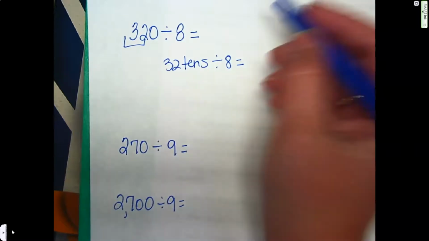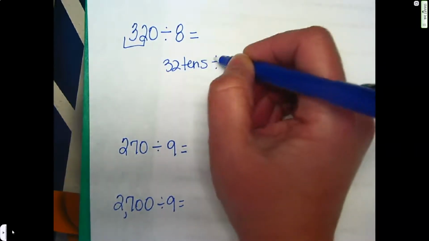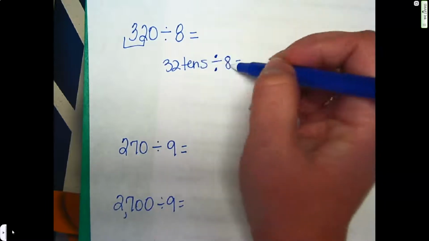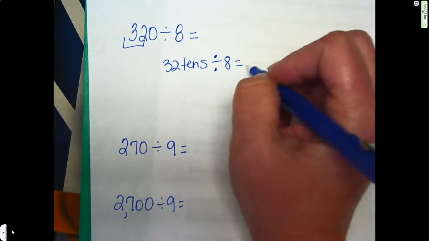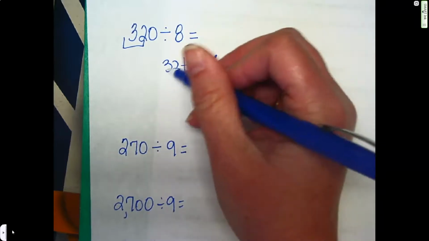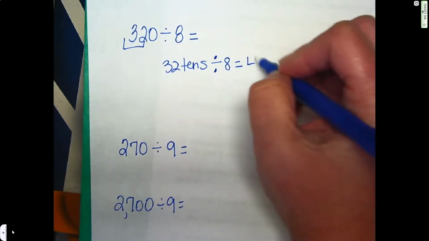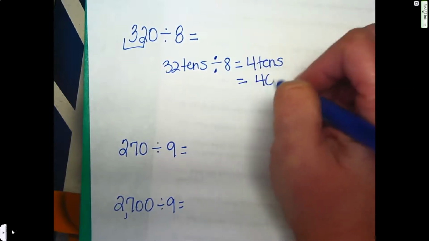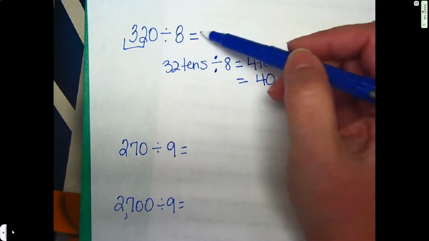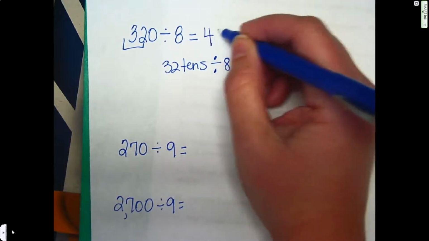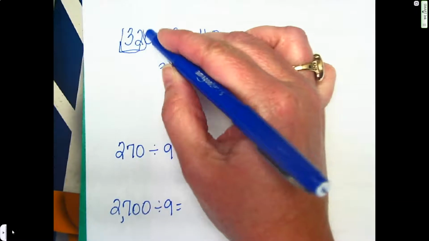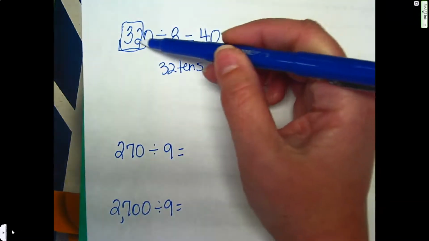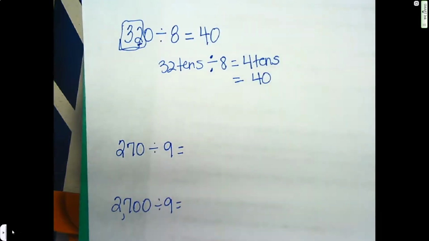So I could just think, okay, multiplication and division are inverse operations. So how many 8s can I get out of 32? Well, I know 8 times 4 is 32. So 32 tens divided by 8 would be 4 tens. And I know 4 tens is the same as 40. So 320 divided by 8 would be 40. Because again, I made a simpler problem, 32 divided by 8. And that gave me 4, and then that's 4 tens. So now I have 40.